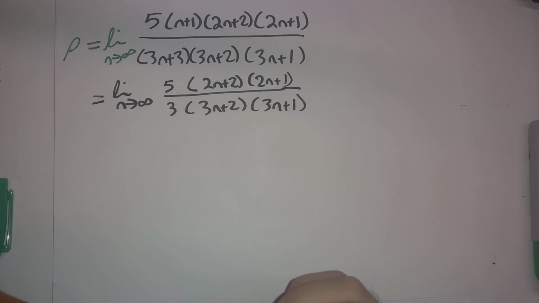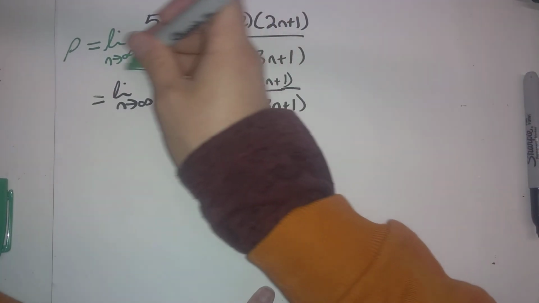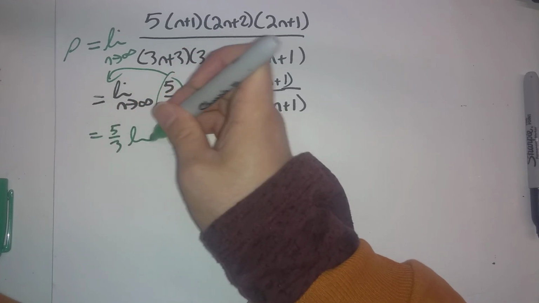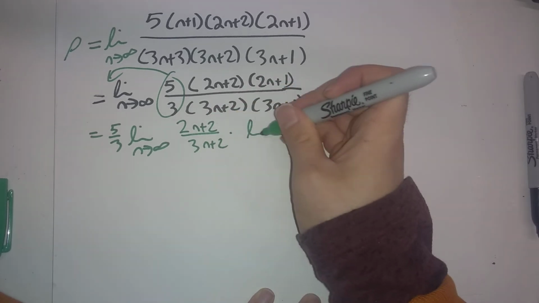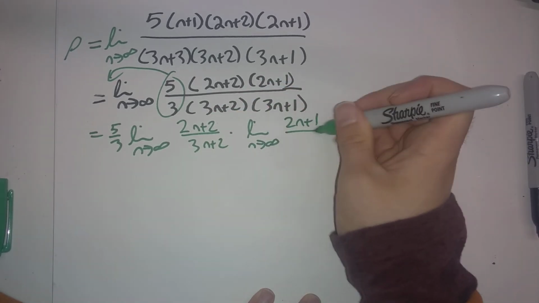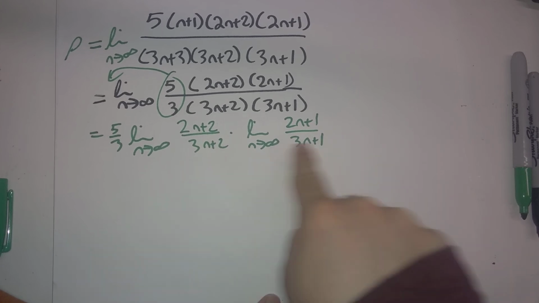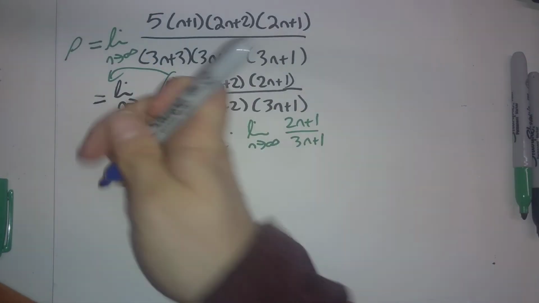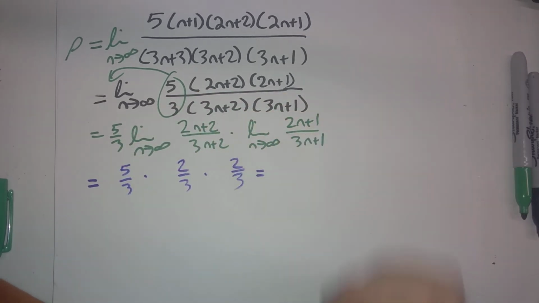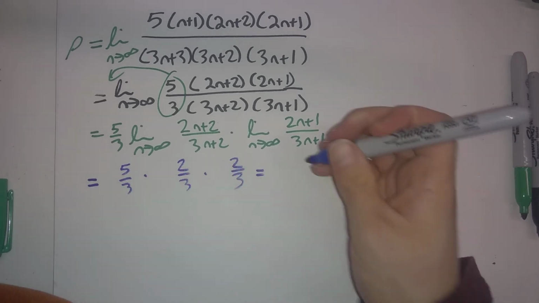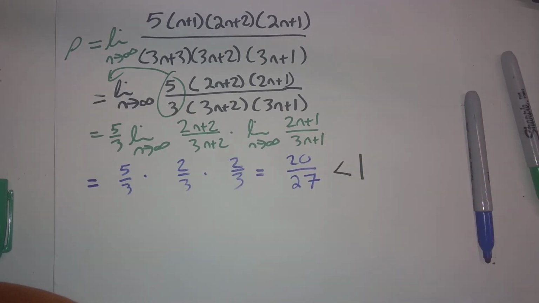There are several different ways that we can do it. One way is to move that 5/3 out in front and then break these up separately: the limit as n goes to infinity of (2n plus 2) divided by (3n plus 2), times the limit as n goes to infinity of (2n plus 1) divided by (3n plus 1). And it's pretty easy to see that each of these two individual limits is 2/3. So what does that leave us with? 5/3 times 2/3 times 2/3. Multiplying together, 5 times 2 times 2 is 20, 3 cubed is 27. And that is strictly less than 1.